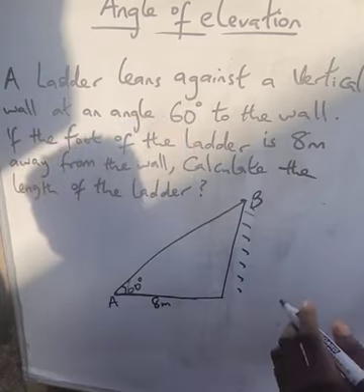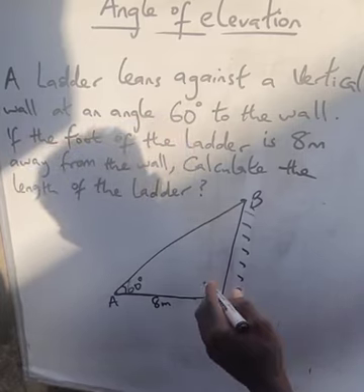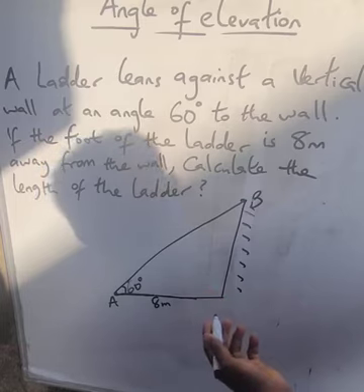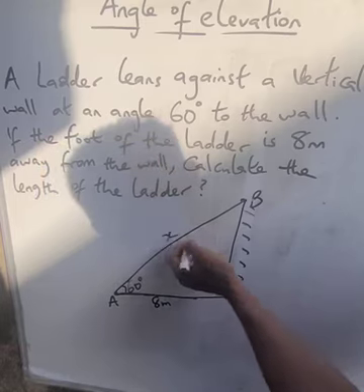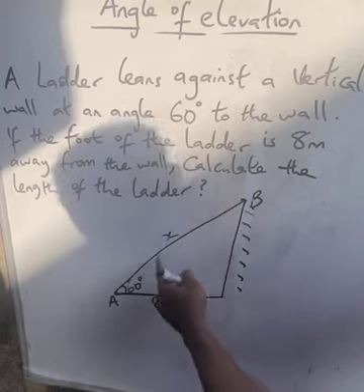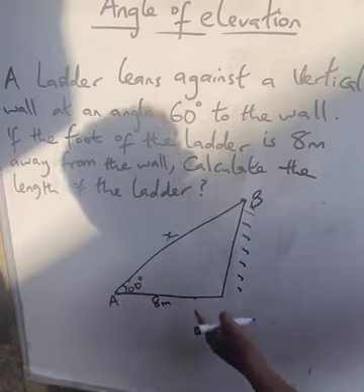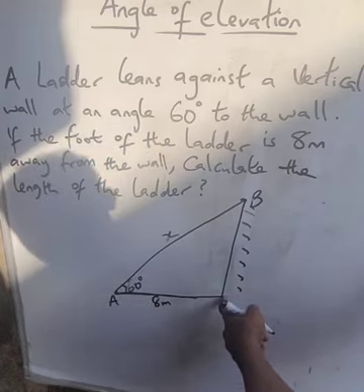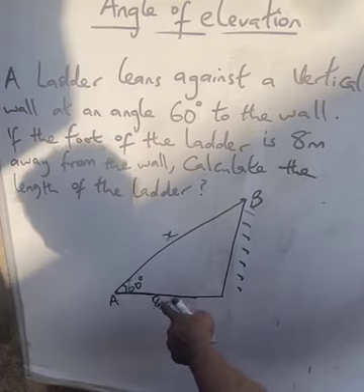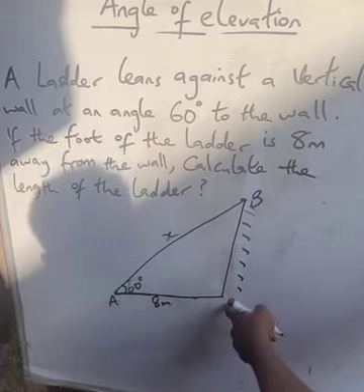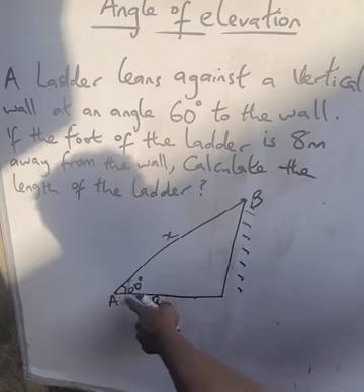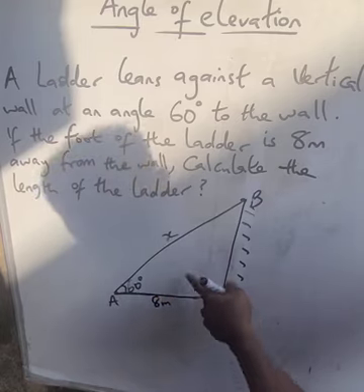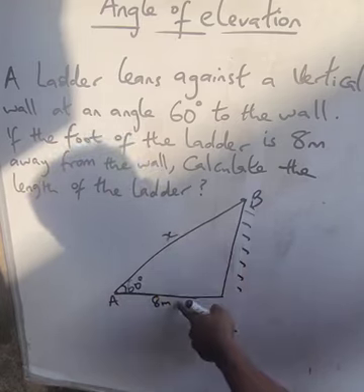So how do you solve this? It's very easy. What you just need to do is to know the relationship between this, which is the length of the ladder, as against the distance from the foot of the ladder to the wall. So we're going to look for the relationship between this and this.